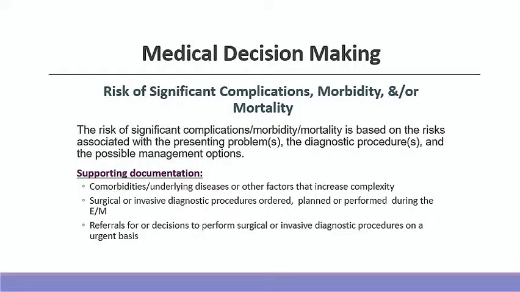The last and third element of medical decision-making is the risk of significant complications, morbidity, and/or mortality associated with the presenting problems, the diagnostic procedures ordered, or the possible management options. Comorbidities or underlying diseases and other factors that increase the complexity of medical decision-making by increasing the risk of complications, morbidity, and/or mortality should be documented. If diagnostic testing is ordered, planned, or scheduled at the time of the E&M encounter, the type of test should also be documented.